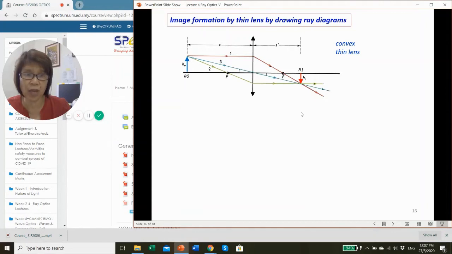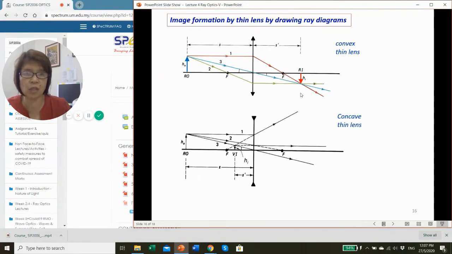There would be a third ray that we can use. That's an undeviated ray that comes from the tip of the object, passes through the center of the lens, and will also meet at the point of intersection here. So any two of these three rays will be enough for us to locate the image.